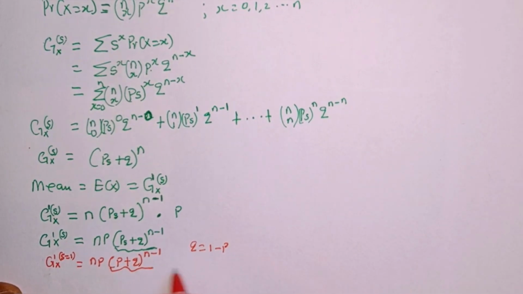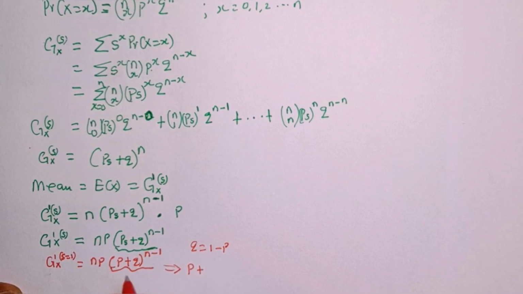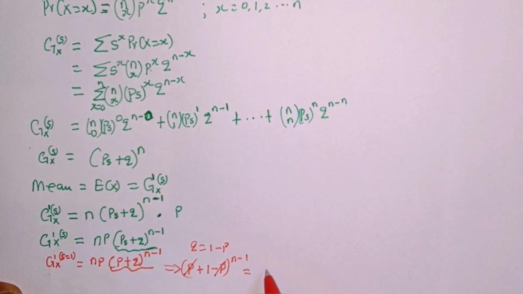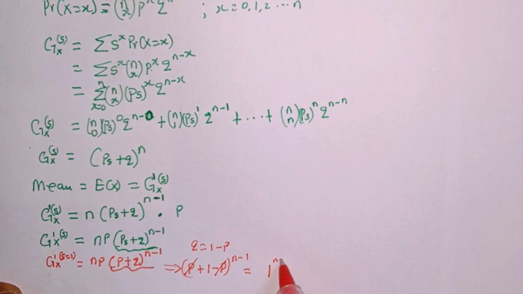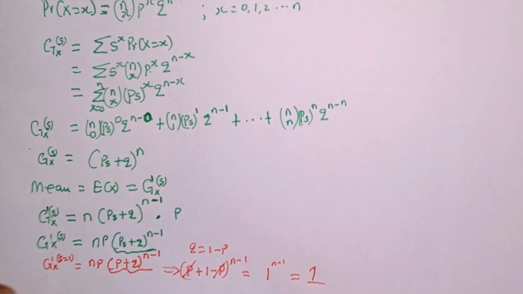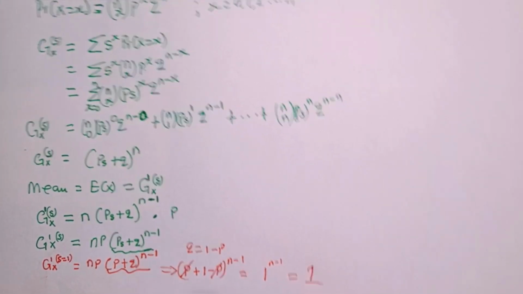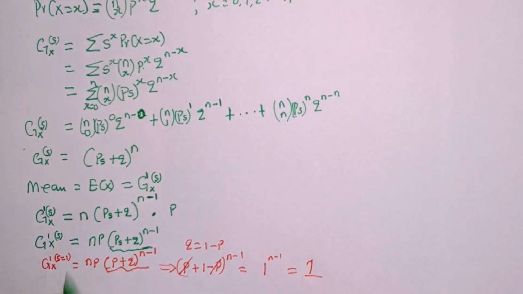So therefore, inside this bracket, P plus Q is the same as 1 minus P, and all to the power of n minus 1. This is negative P, this is positive P. This gives us 1 raised to the power of n minus 1, which is the same as 1. So the whole of this quantity here is 1. Then 1 multiplied by np.